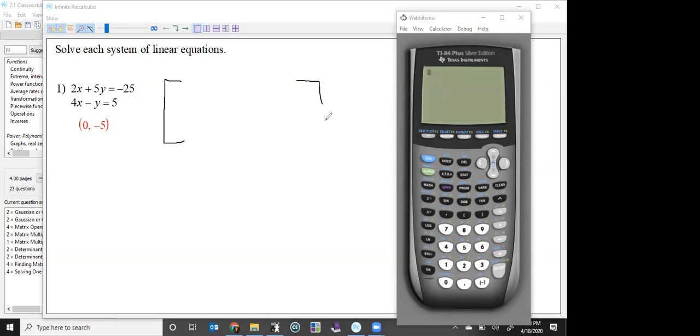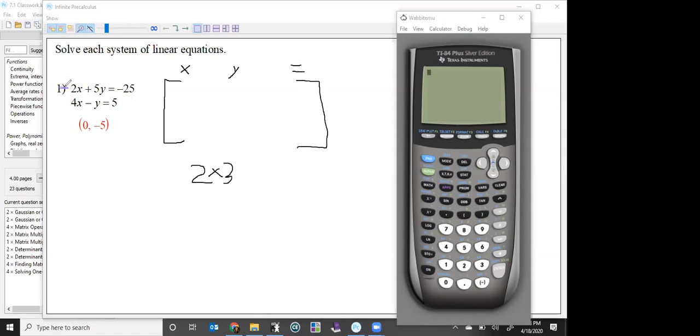Specifically, I'm going to turn it into a 2 by 3 matrix, because there are 2 rows here and 3 different columns. My first column is going to be my X column. The second column is the Y column. And then the last column, I call it the equals. It's whatever number's on the end. My rows are by equation.